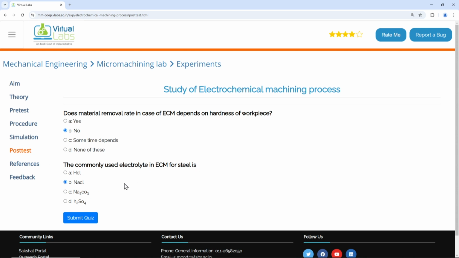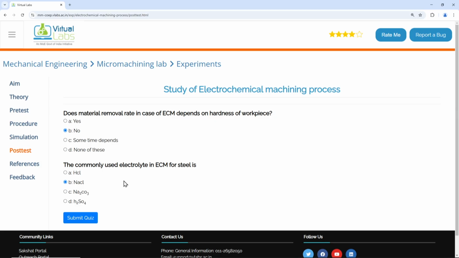There are different kinds of electrolytes that we use: sodium chloride, HCl, sodium carbonate, and sulfuric acid. There are electrolytes which are for soft machining. There are electrolytes which are for aggressive machining, where more machining or higher MRR is required. Other electrolytes are there in which a better surface finish is required. So depending upon those needs, these are used.